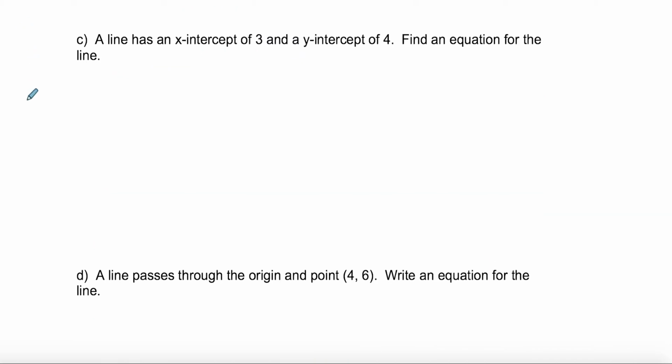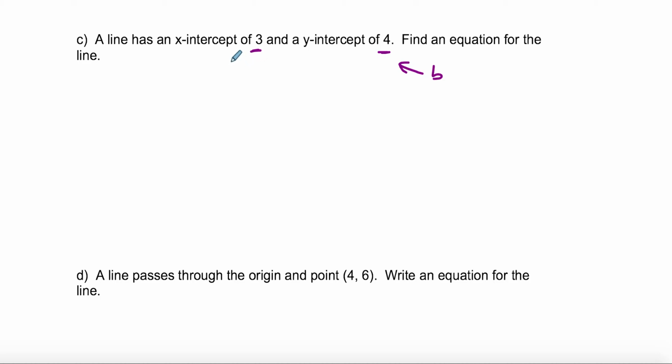A few more here. They have a little twist to them though. So a line has an x-intercept of 3 and a y-intercept of 4. Oh, so they already told us what the b is, but they didn't tell us what the slope is. They told us what the x-intercept is. All right, how is that useful? How are we going to get our equation? So find an equation for the line.